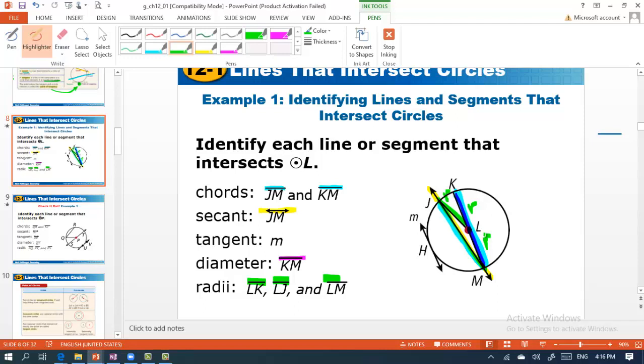As we can see here, there's a circle with center L. Hope that's understood, and that all of these have to be understood well and learned by heart somehow: the meaning of the chord, the secant, the tangent, the diameter, and the radius as one, and the plural, radii.